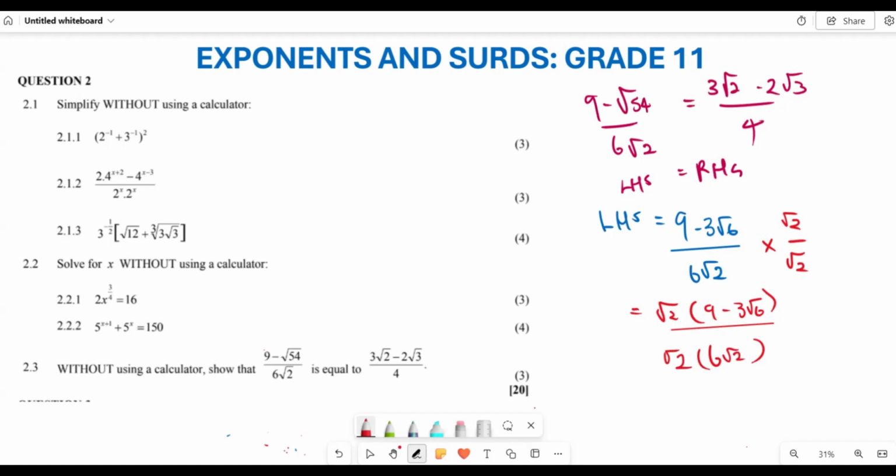Now in my numerator, I am going to have 9 root 2 subtract. Now, I want you to look at this carefully. Can you see that 3 root 6 is the same as 3 root 2 multiplied by root 3?